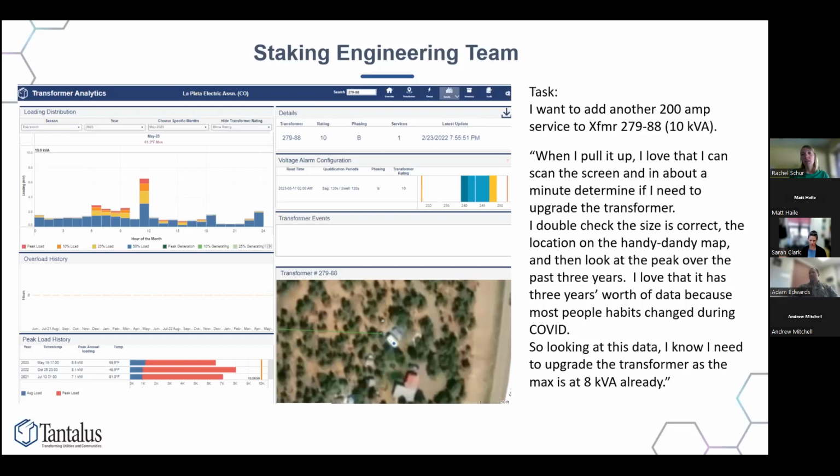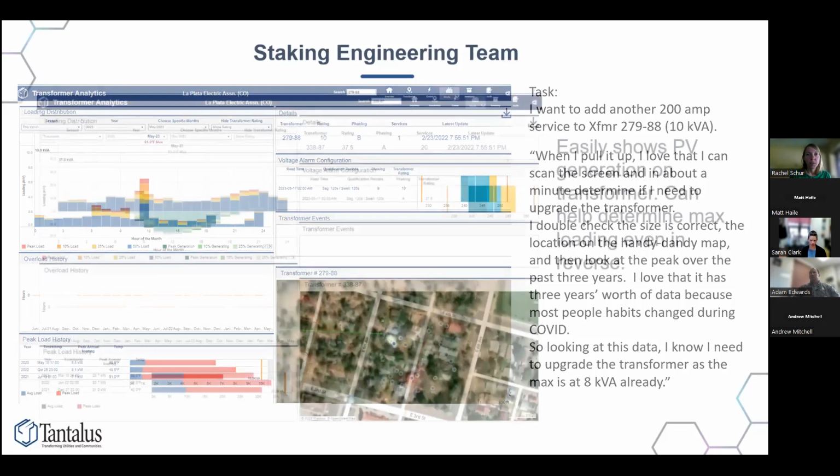It's so easy. They love the different features on it, being able to see the loading, whether you're looking at a month or an hour, looking at the voltage on that transformer and the peak load history, and being able to see the map at the bottom that pops out to show where that transformer is located. And you can see how many other houses are around it. Like Adam was saying, you could maybe split up some of the services on 2 different transformers. It just gives a really nice, easy scan for how to check that out. You can go to the next one.